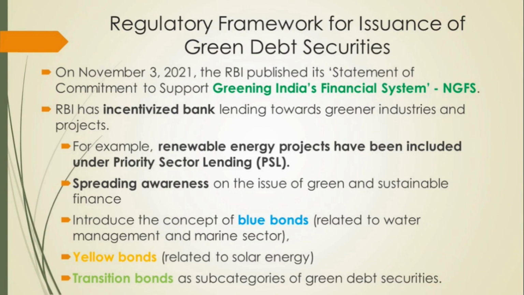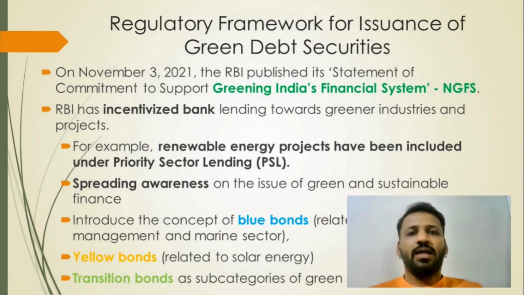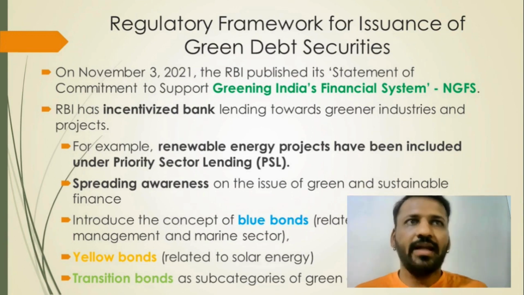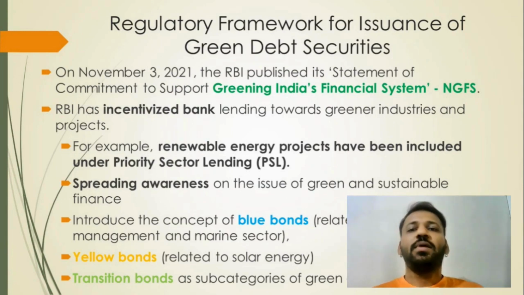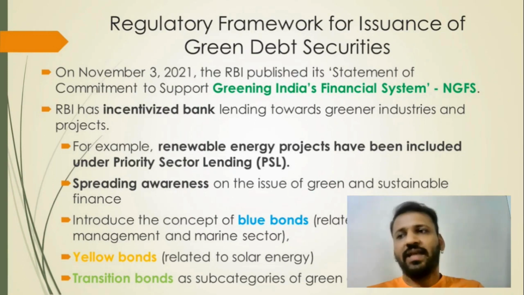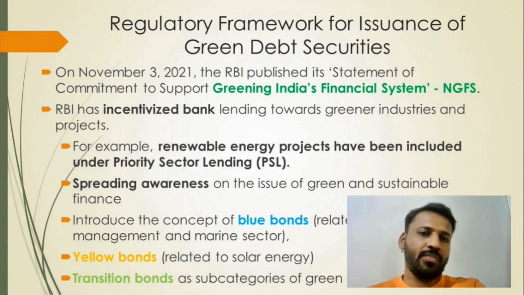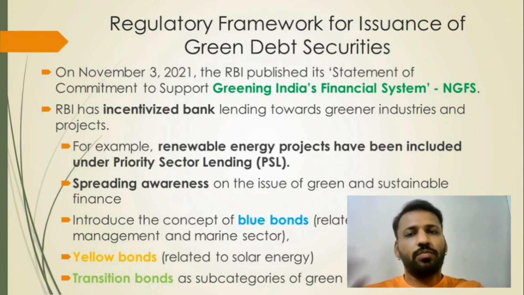Okay, they can float the transition bond around. So for example, let us say a particular company X, till now they were using coal as a fuel in their boiler, but now that company wants to go to a solar fired boiler. So what they can do is float the transition bond, and they can say we want to go from coal fired to solar fired, so please give us money. They can get funds through a transition bond.